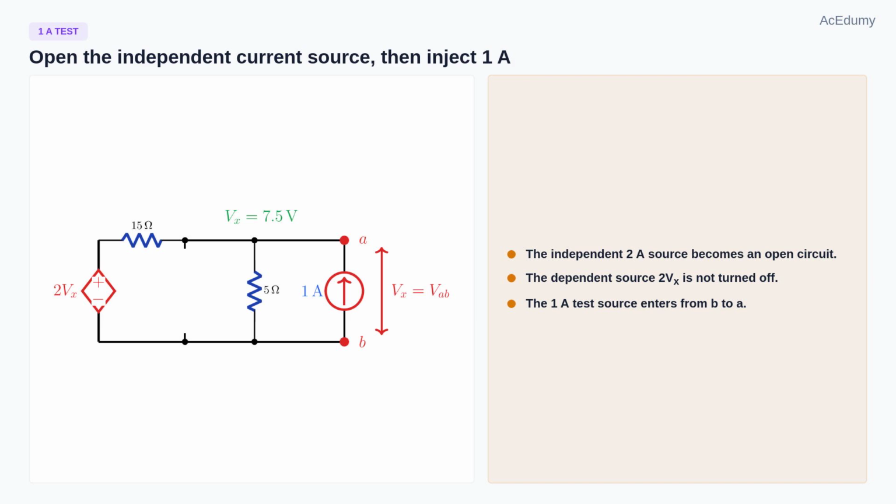For the current source test method, turn off only the independent current source. A current source turned off becomes an open circuit. The dependent voltage source stays active because its value is still controlled by Vx. Then connect a 1 amp test current source from B to A.